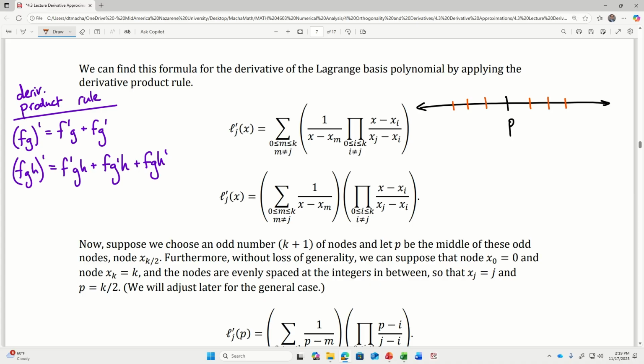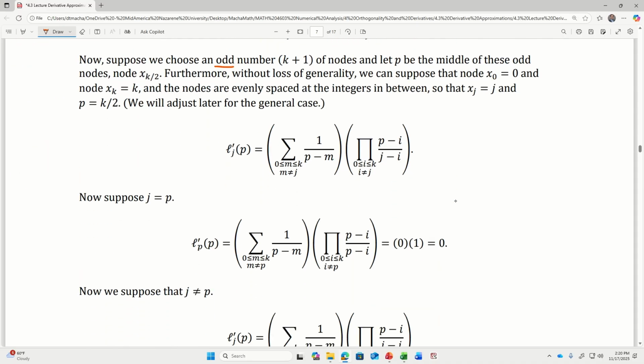But if we are restricting ourselves just to central derivative approximations, and that's what we're going to do, then you're going to have the same number on the right side and the same number on the left side. We canonically count the middle point as being a node, even though we don't really care about the value of the function there. We're still going to pretend it's a node, so we would still say this is an odd number. We'd still say there's 7 nodes. So that's what I mean when I say, suppose we choose an odd number of nodes, and P is the middle of these, and that means it's kind of central and symmetric.